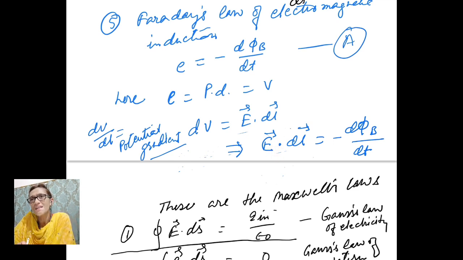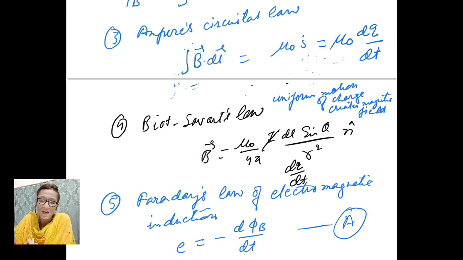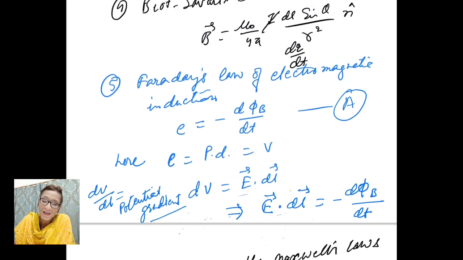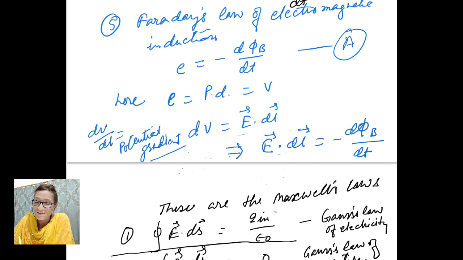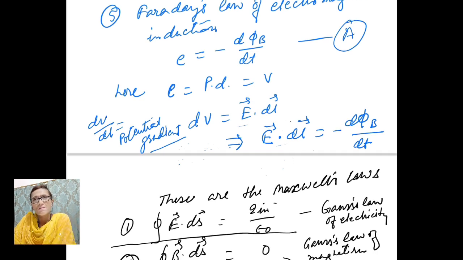Till now, we learned that a stationary, constant electric field cannot produce magnetic field, and a constant magnetic field cannot produce electric field. But here in Faraday's law of electromagnetic induction, we could know that a changing magnetic field, changing magnetic flux, creates electric field. And these electromagnetic radiations are self-sustained. They do not derive energy from any other external source. They are autonomous bodies. They have their own energy.